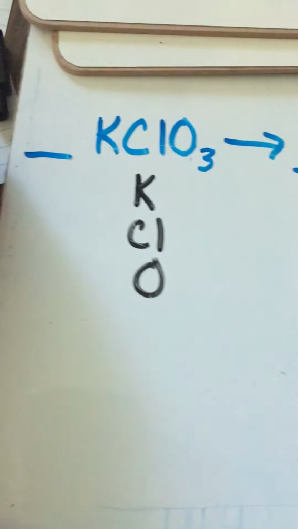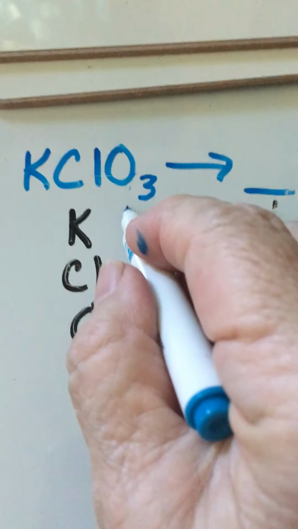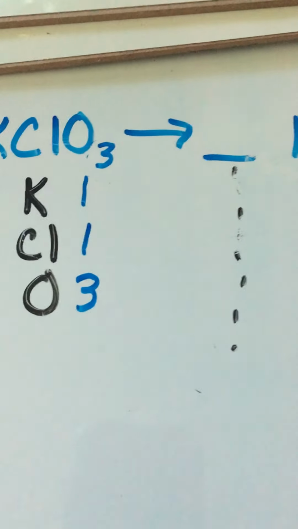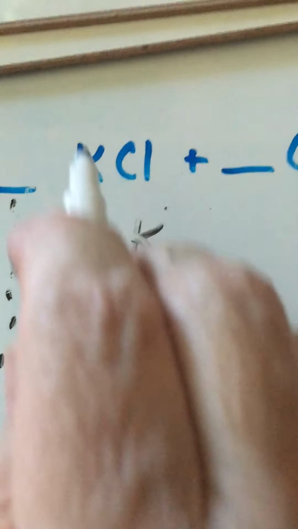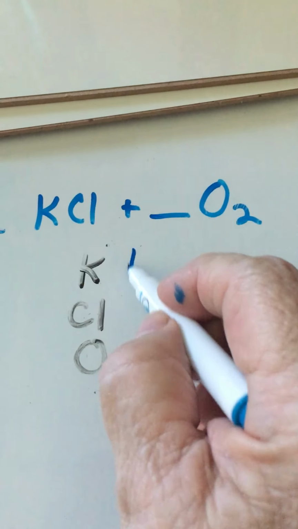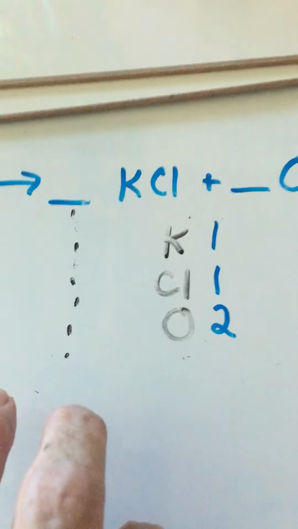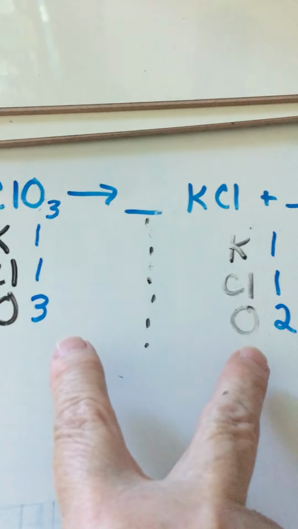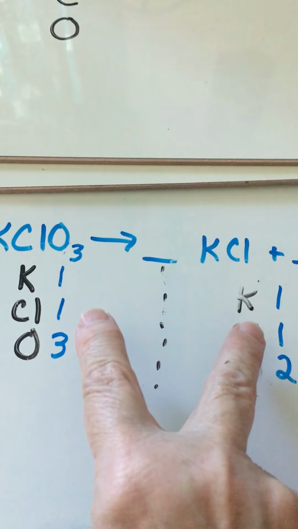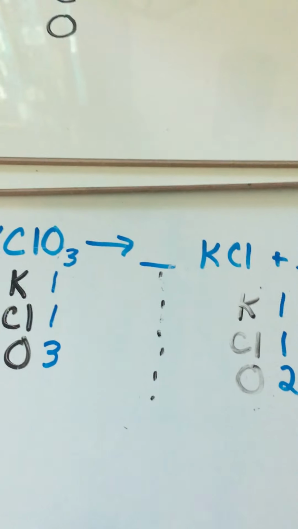Now we're going to count. We have 1 K, 1 Cl, and 3 oxygen. The count on this side is just for the products. So I see 1 K, 1 Cl, and 2 oxygen. So the idea is to get these numbers to match all the way down. Well, my K's already are both at 1, my Cl's are both at 1, but my oxygen, I have 3 over here and 2 over here.